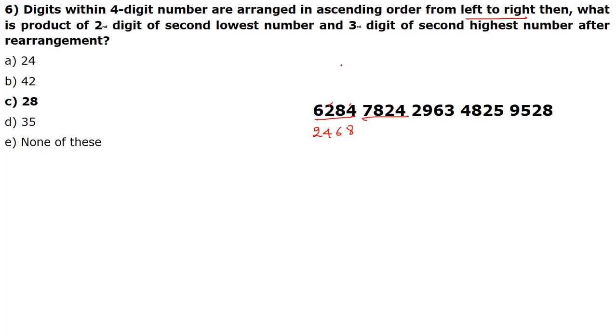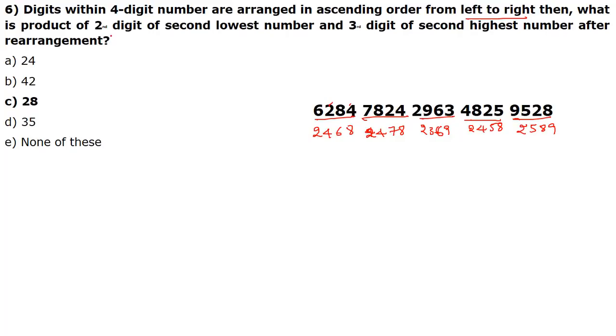Again, when we take 2 8 2 7 in ascending order, the resultant would be 2 4 7 8. The next one is 2 9 6 3, which becomes 2 3 6 9. In the same manner, 4 8 2 5 becomes 2 4 5 8. And eventually 9 5 2 8 becomes 2 5 8 9. Okay, so the 4 digits are arranged in ascending order from left to right, and this is done.